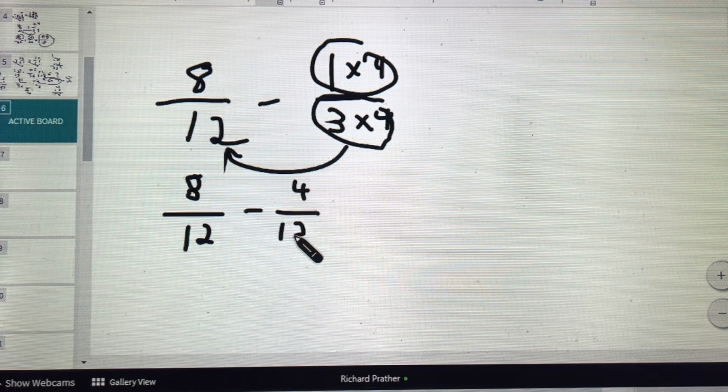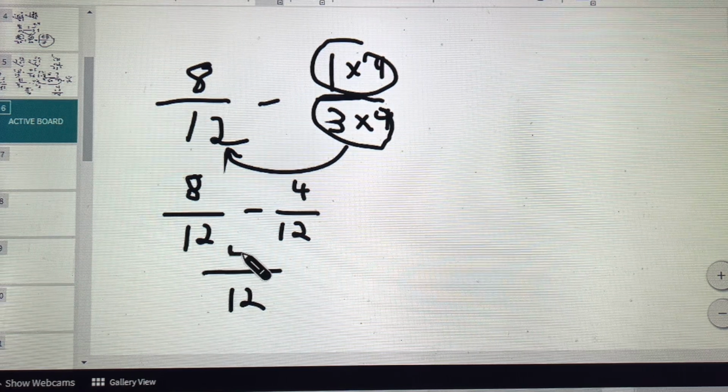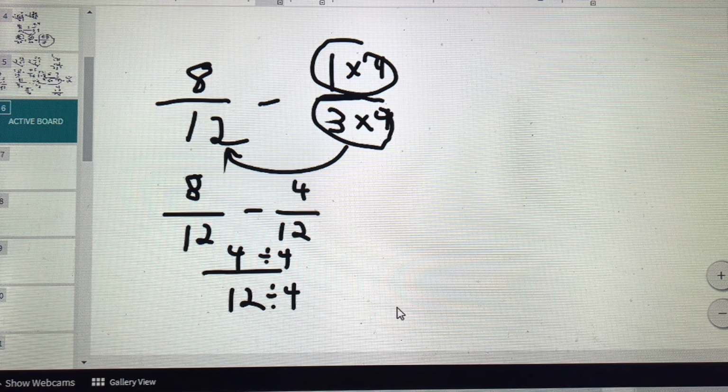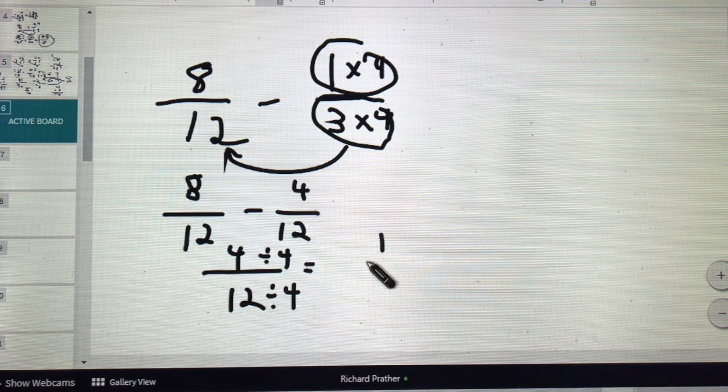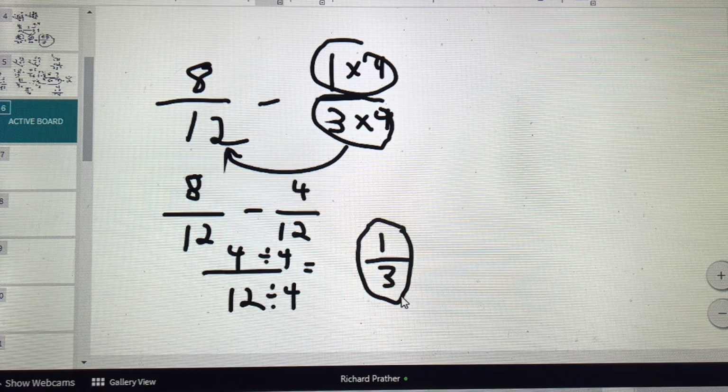Now it's like the last two problems. I got a common denominator of 12. 8 minus 4 is 4. Both of these divide by 4. 4 divided by 4 is 1. 12 divided by 4 is 3. So if you left it 4 over 12, they would say you didn't reduce it to 1/3.